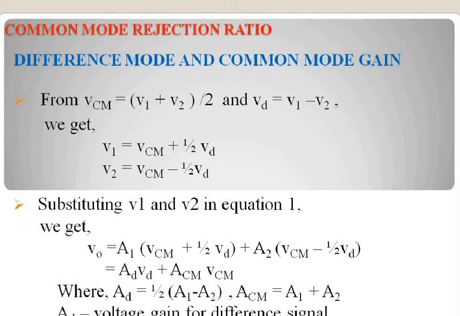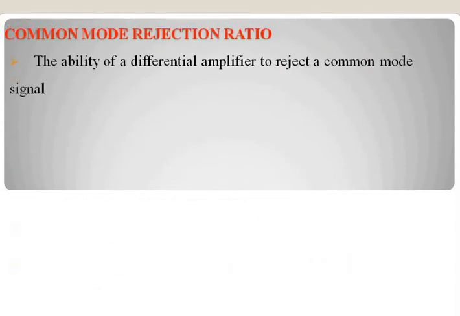In an ideal case, this ACM, the common mode gain, will be 0. So in the ideal case we will get V0 equals ADVD, but we have seen that in the practical case there will be some common mode gain. So the output voltage is ADVD plus ACM VCM. Now we can see what is common mode rejection ratio. Common mode rejection ratio means it is the ability of a differential amplifier to reject a common mode signal.